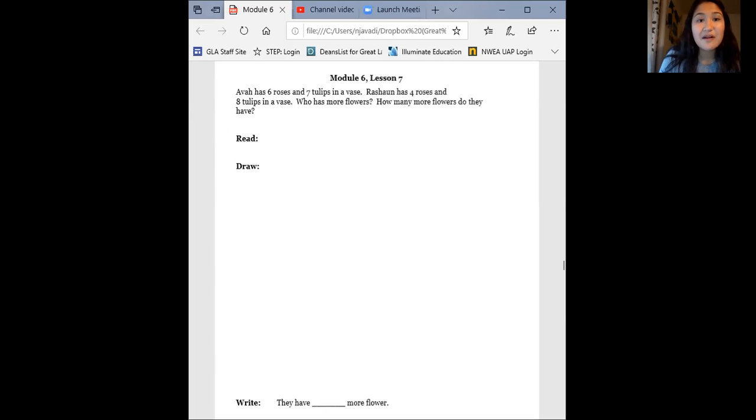So for this problem, I'm going to use a tape diagram, and I'm going to set it up. So the question says, who has more flowers? How many more flowers do they have? So I need to set up a double tape diagram, one for Ava and one for Rashawn. But I can't forget to mark up my problem. And I'm so happy that we have a problem about tulips and roses because it's springtime. So let me circle all these important numbers. Oops. You know what? I'm going to put Rashawn's color in orange and Ava is going to be green.